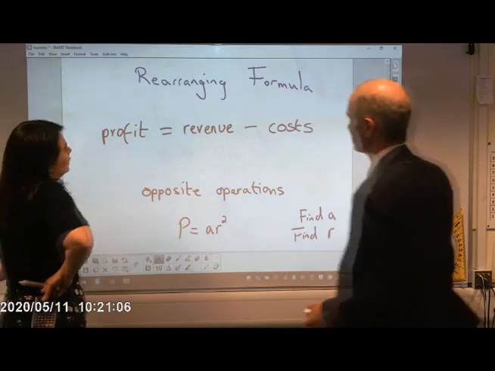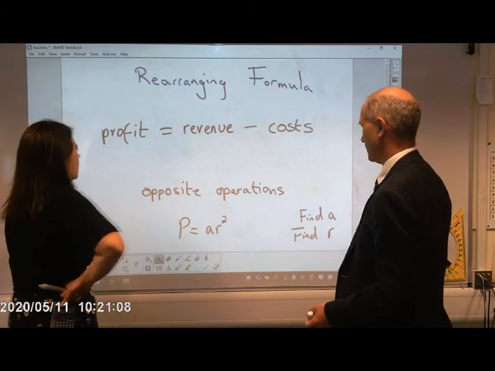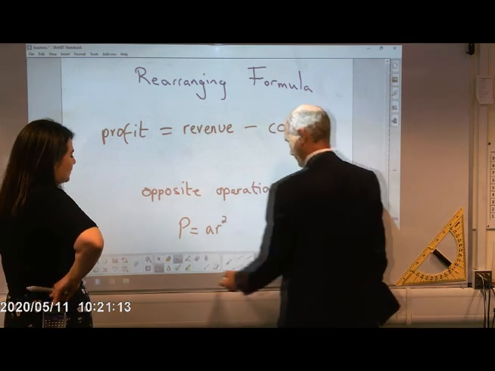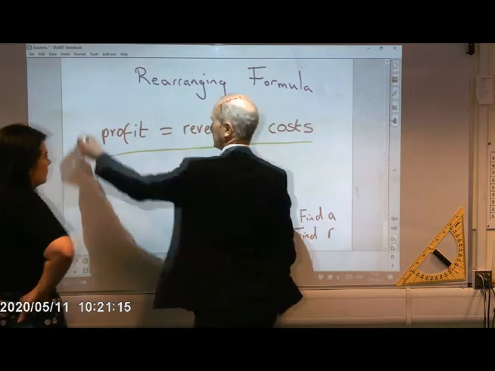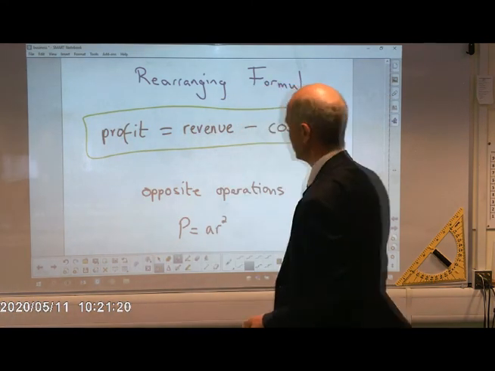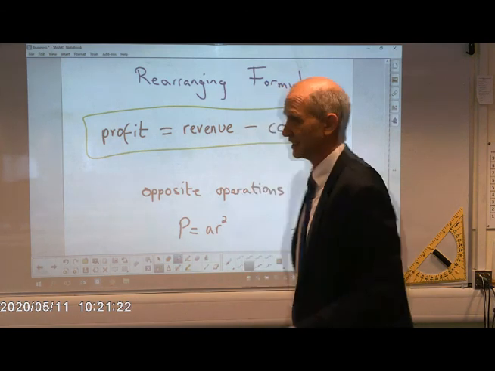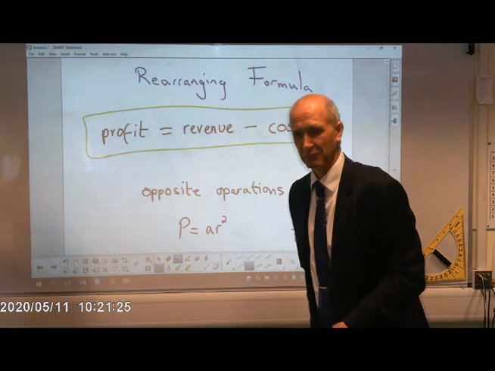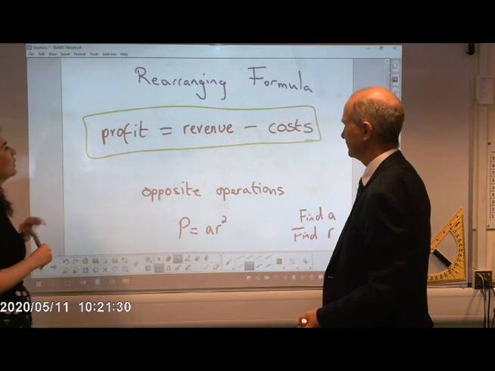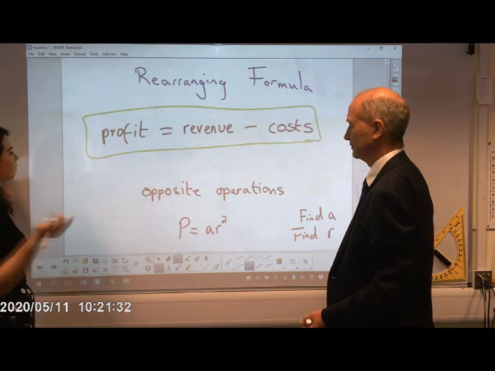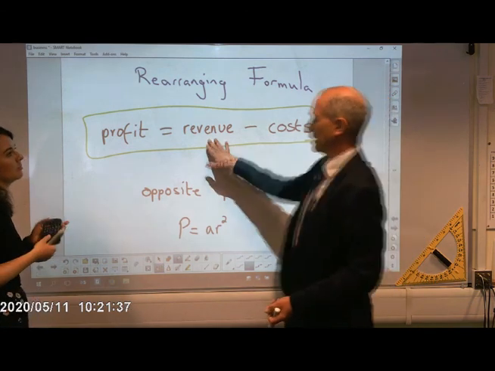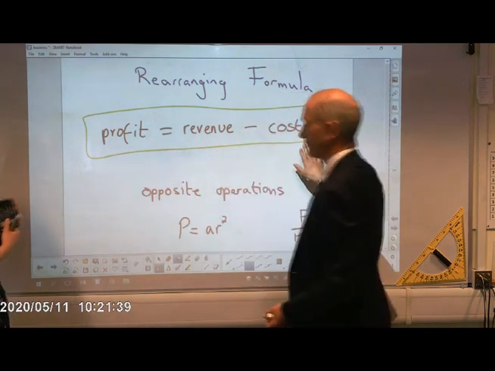So we've taken something that we've already used today: profit equals revenue minus costs. We thought we'd start with something simple because we couldn't really find any information on what you had to rearrange in business studies. So if we were given profit and costs, and we wanted to find revenue, we could work out the revenue if we knew this and this by rearranging the formula.